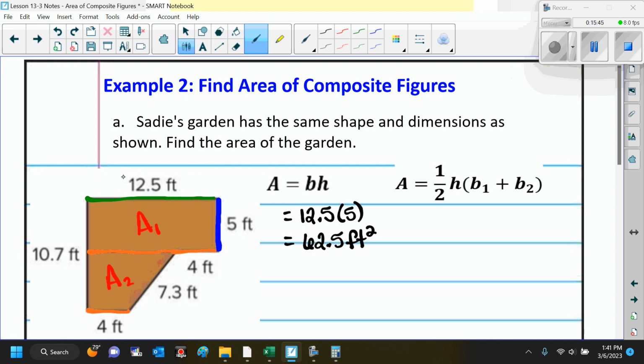But we don't want the whole thing. We only want this part right here. So that means we want to take this part away. And of course, this part, you can see, is equal to 4. You see that? So this one right here is going to be 12 and a half minus 4, which is going to give us 8.5. Okay? So now we have our two bases.